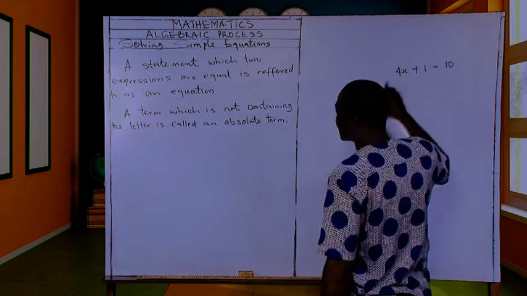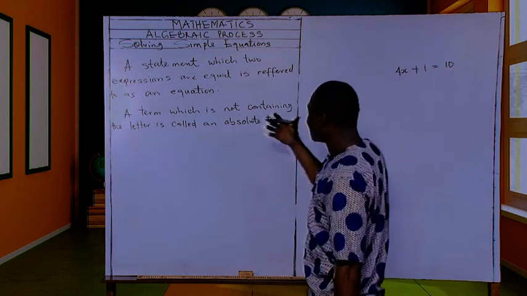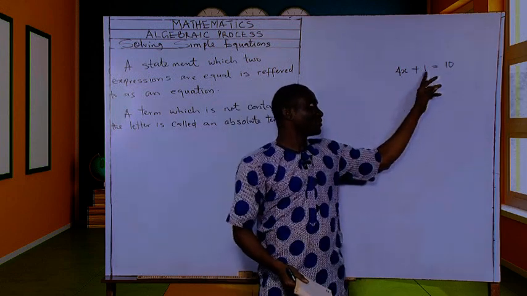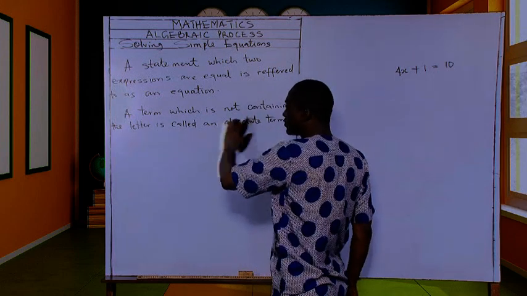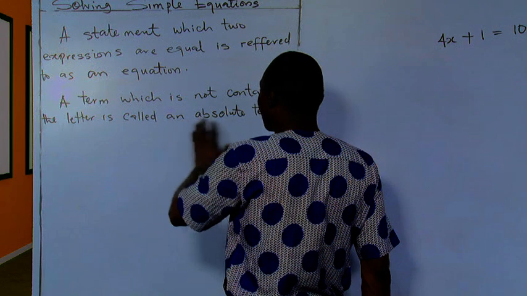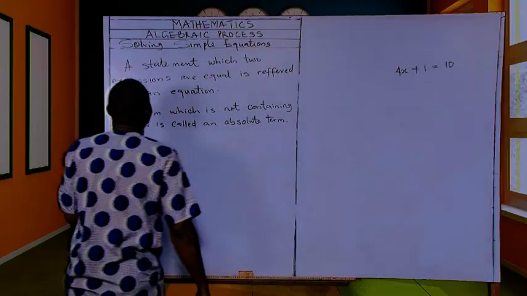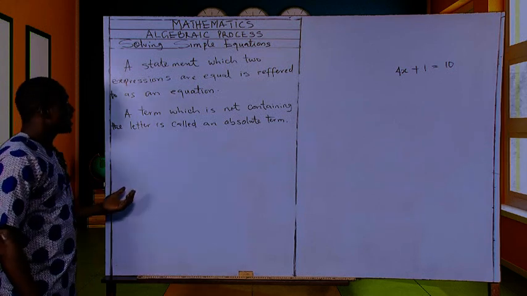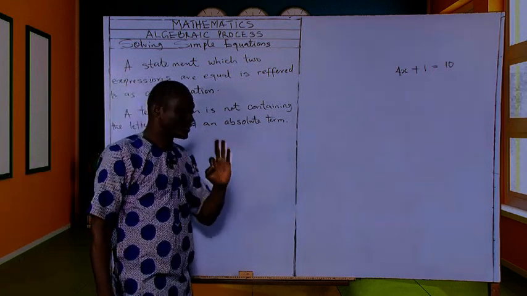Now, this term that does not contain a letter is referred to as an absolute term. That's why I said a term which is not containing the letter is called an absolute term. Take note of that. Now, the next thing we are going to do is to see how we can solve simple equations using two methods.